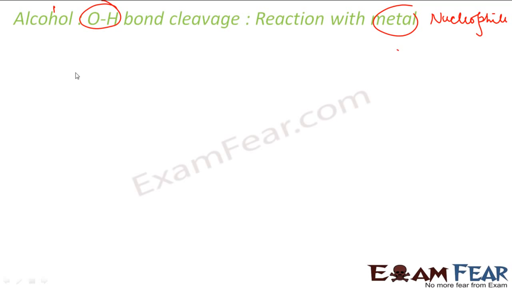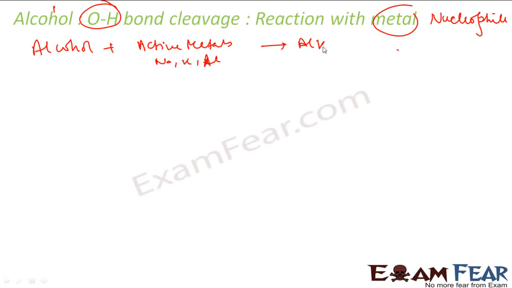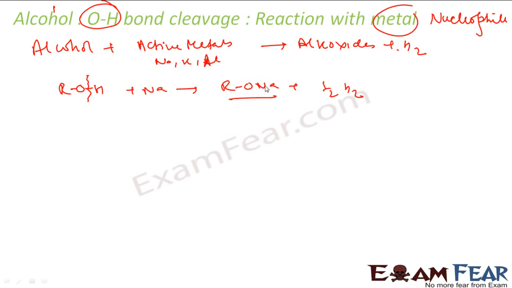Correct. So here the alcohol reacts with active metals, and this can be sodium, potassium, aluminium, and this gives you alkoxide and hydrogen gas also. The reaction is pretty simple. You have ROH, here this bond breaks, it reacts with sodium, you get RONa and hydrogen gas. This is my sodium alkoxide.